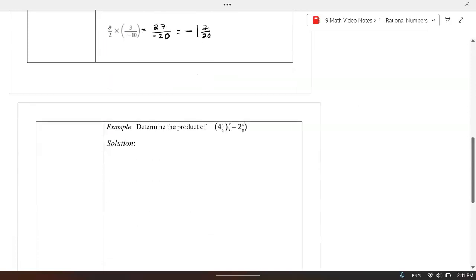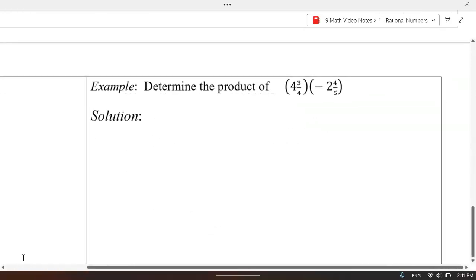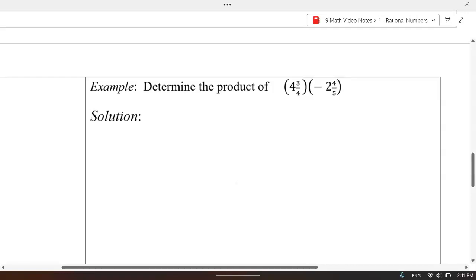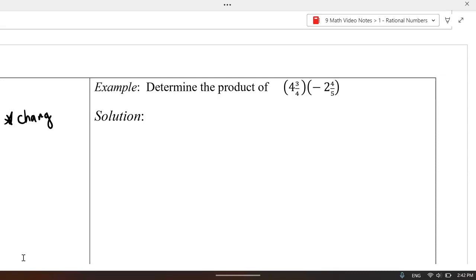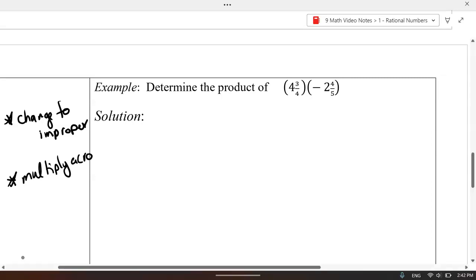But what about when you have mixed numbers that you need to multiply? The first step is always going to be change to improper. Then the next step is multiply across. And then the last step is always going to be simplify.